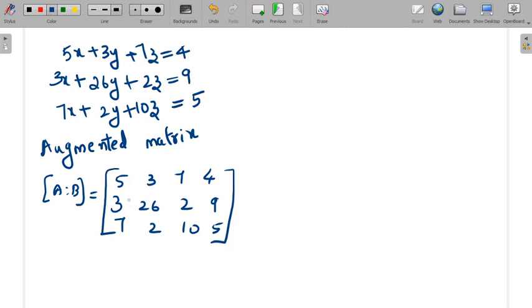So we try to make at least 1 zero in the second row and 2 zeros in the third row.